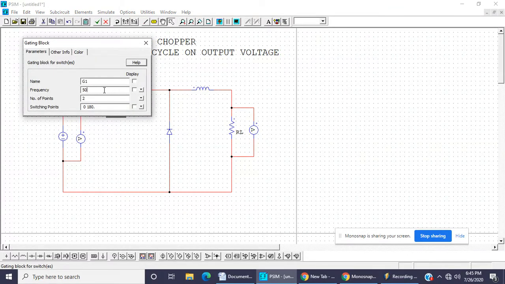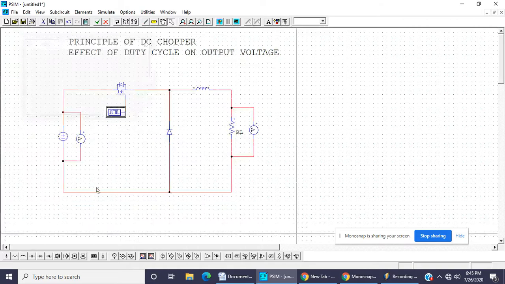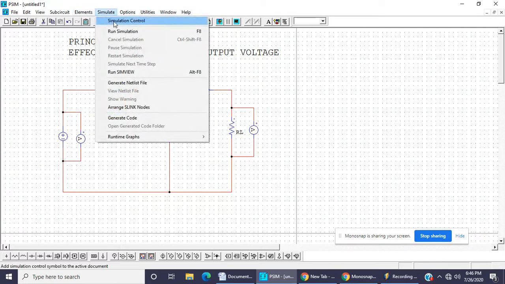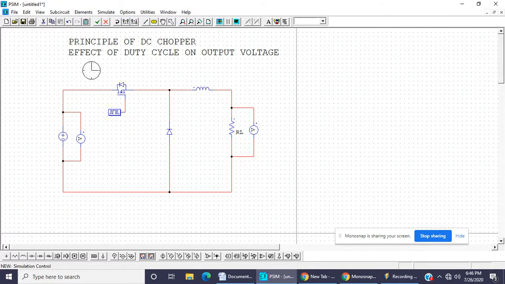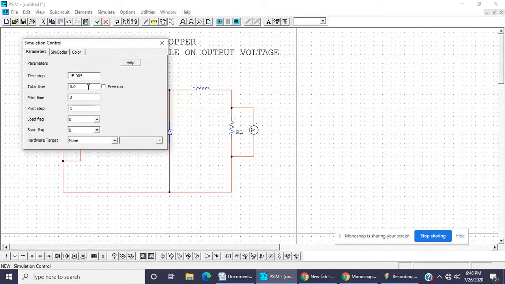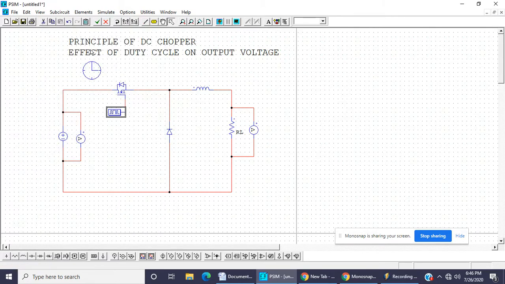Let frequency is 50 Hz. For simulation control, place here this one and it is taken as 0.08 second. Now simulation.